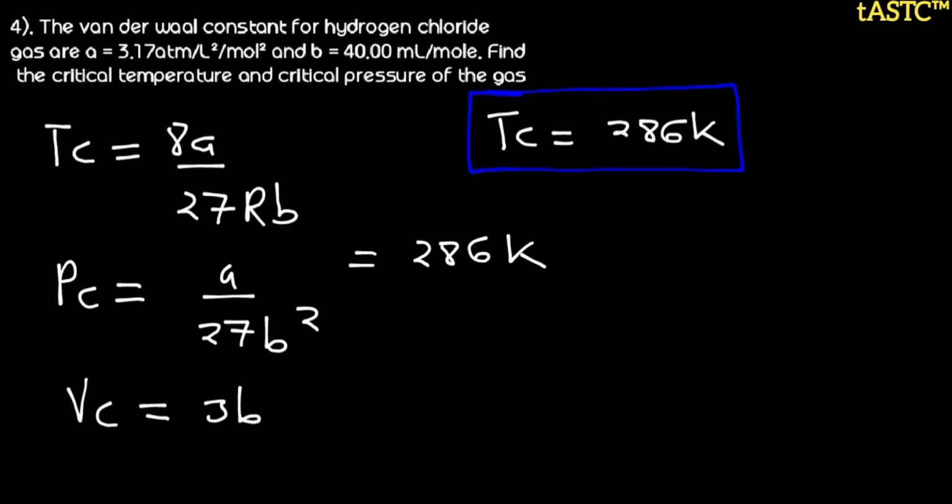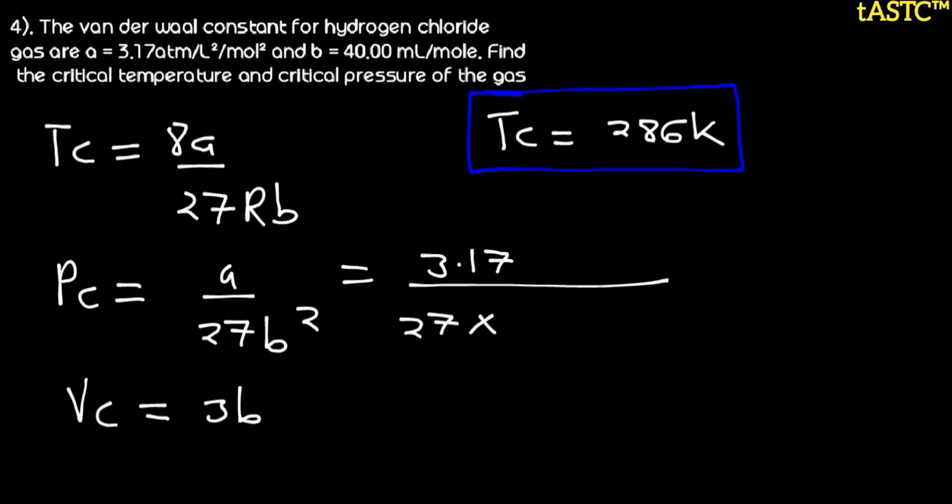Next up, we need to find the critical pressure. Now we can use this formula to do just that. So A is 3.17, and this will be divided by 27 multiplied by B squared. Now we know that B should be 40 multiplied by 10 raised to the power of negative 3. This should be squared because we have B squared.